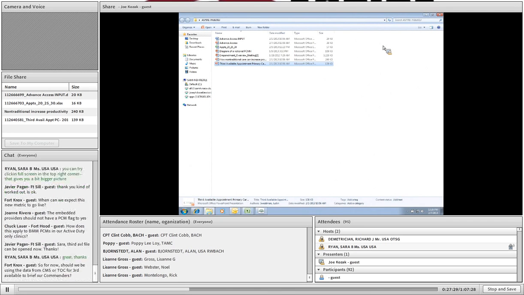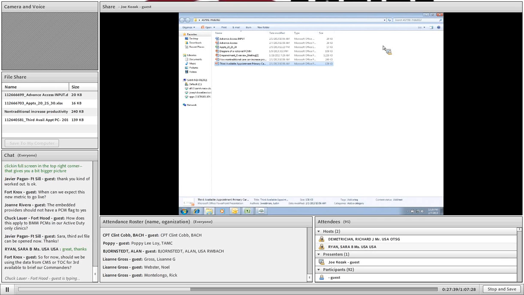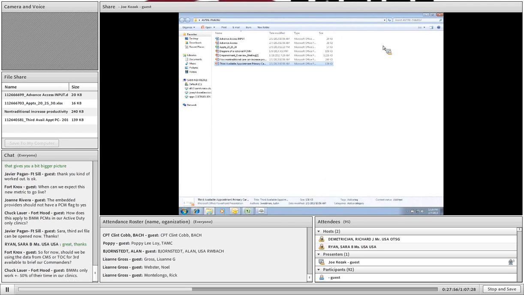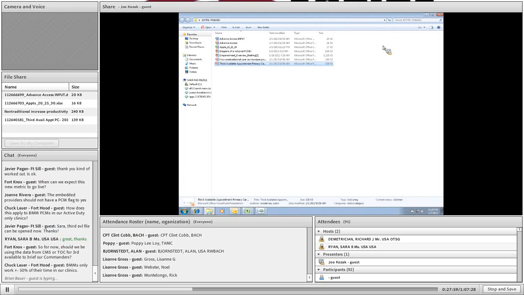Flower at Fort Hood wants to know how this applies to BMM, PCM in our active duty only clinic. How the third available will apply to them? It's measured against all primary care. A lot of our active duty only clinics are converting into soldier-centered medical homes, and they will be maintained to standard.